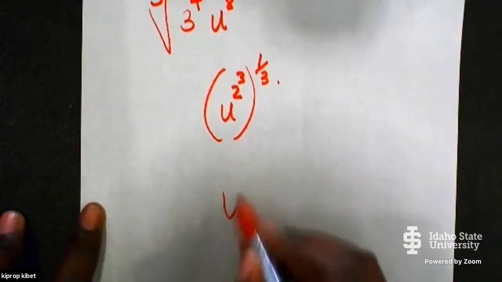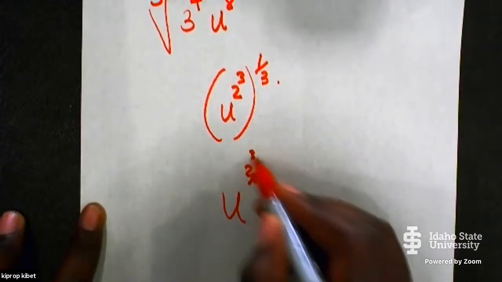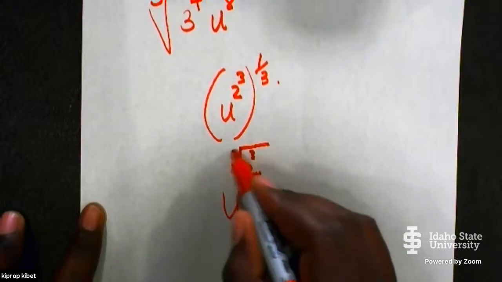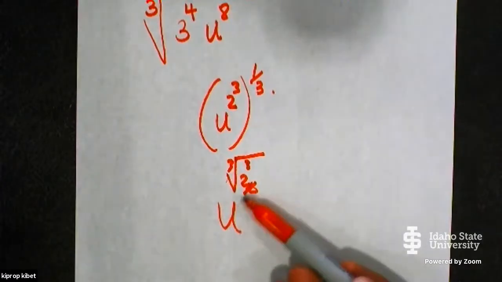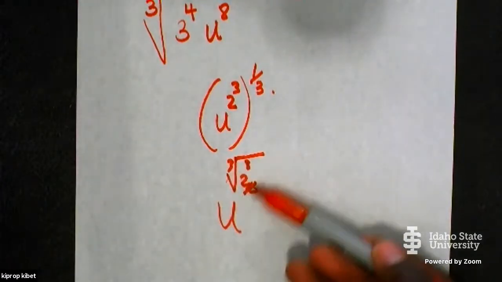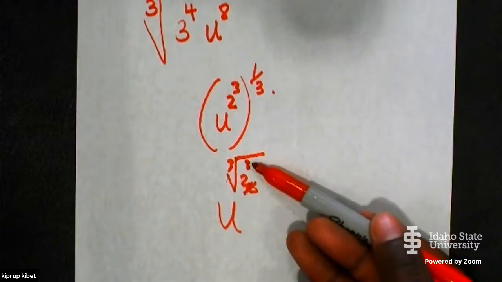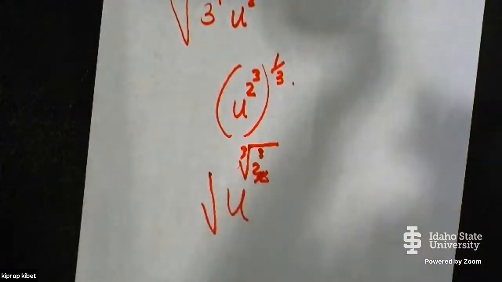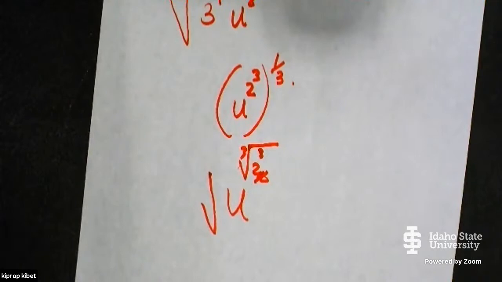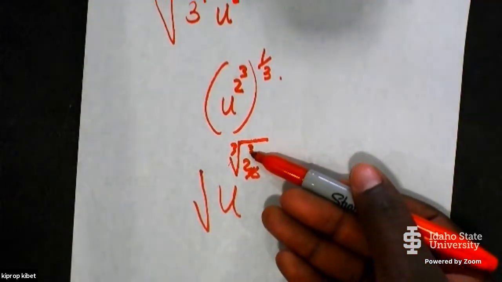It's not like u raised to 2 all over 2 raised to 3, and then again the cube root of this. It's not like that. You get what I mean? So it's not like this. It's not that you're getting the cube root of 2 raised to 3. It's you're getting the cube root of the u raised to 8. Oh, I see. Yeah. So if it was the cube root of 2 raised to 3, then it could be like this.